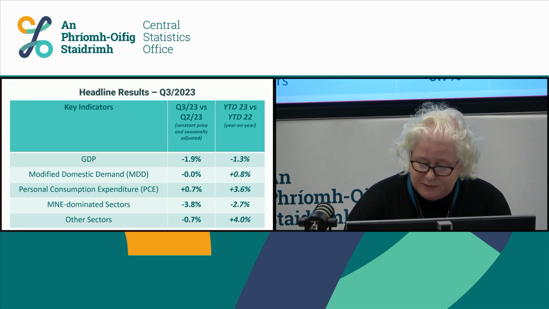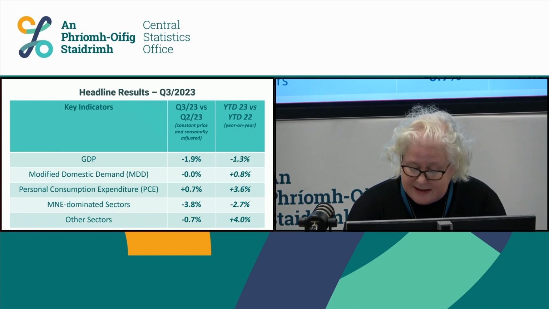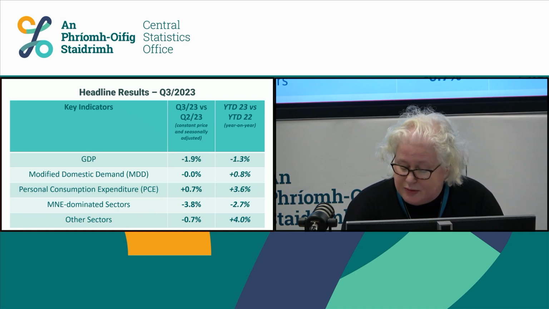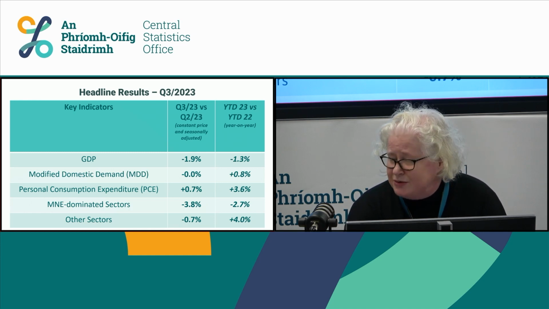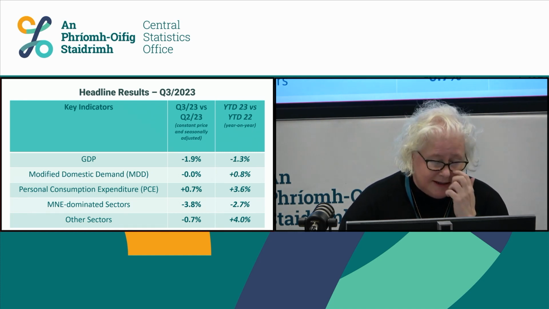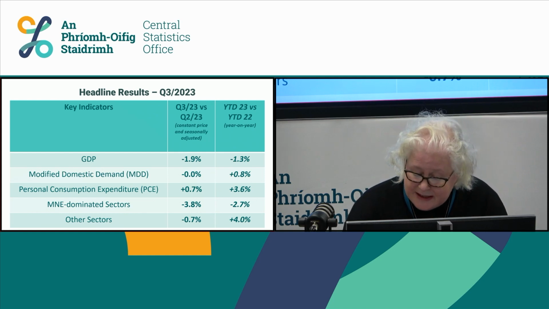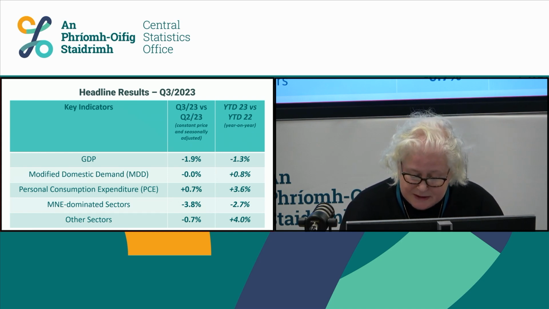If we look then at what's driving that, so lots of moving parts, but I suppose a key driver behind it is that contraction in the multinational dominated sectors, as explained by Chris and John. So quarter on quarter, we're seeing a 3.8% decrease, and then we're seeing a 2.7% contraction looking at the year-on-year comparison. But as we've said, 2022 was a particularly strong year, and if we look at the trend over the number of years, we still see that significant increase in activity for the multinational dominated sectors if we take that longer view. So the outturn for the year, I suppose, is still to be determined.